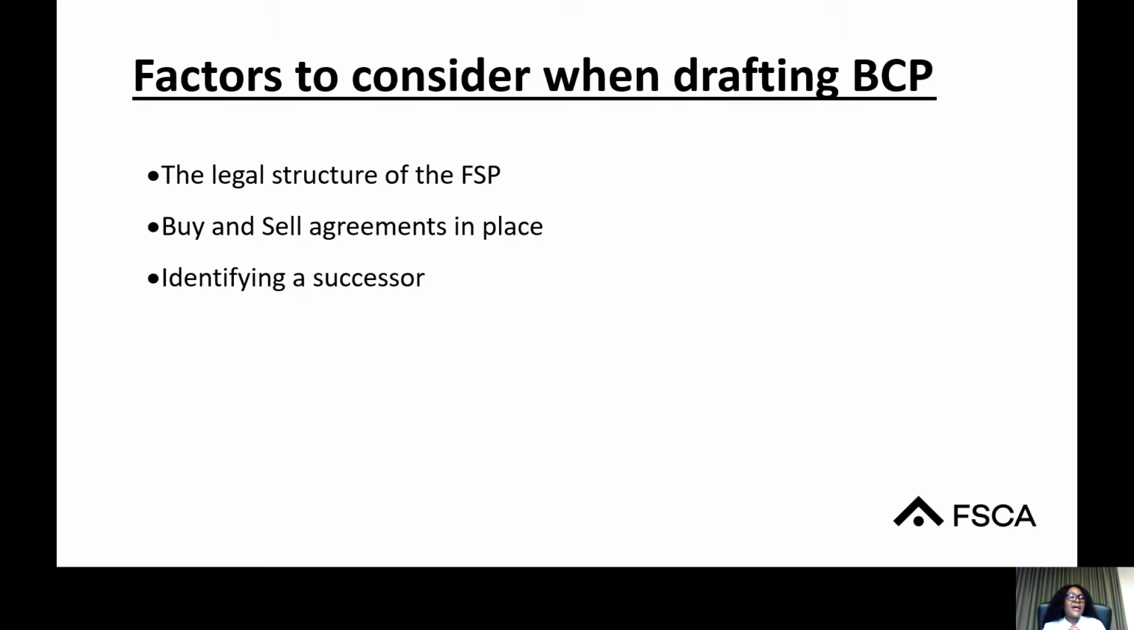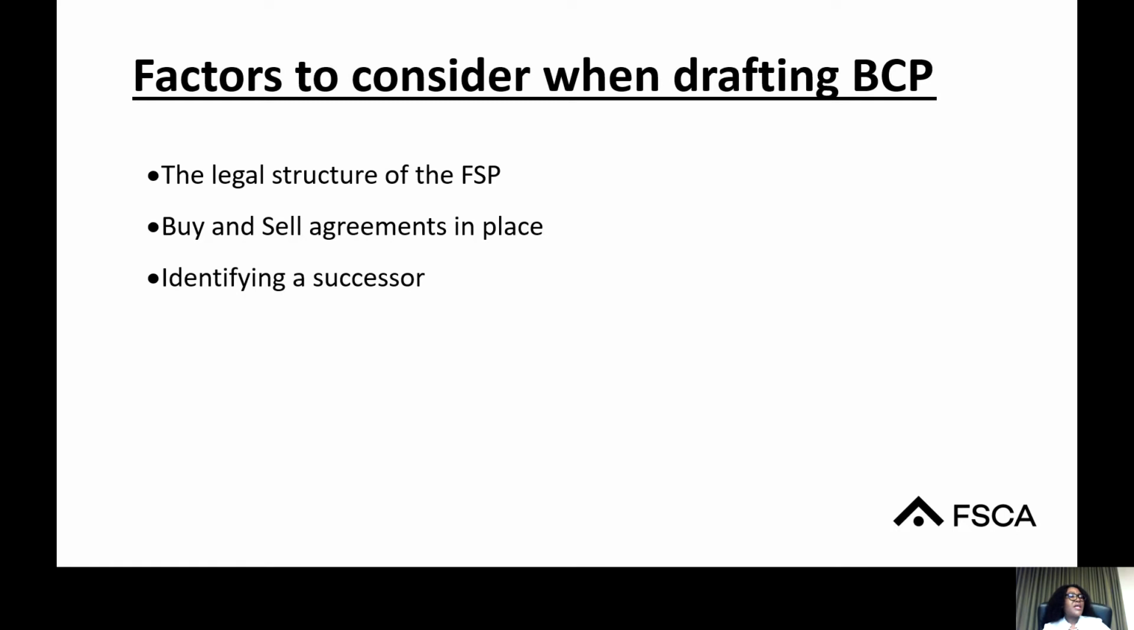And also, there are factors that you'd want to consider when drafting a business continuity plan. There's things that you'd want to look at, as the FSP. Also, bearing in mind that each FSP is unique and their situations are unique. So your business continuity plan also should be personalized so that it's in line with your business as well. It should also be relevant to your FSP. It can't just be a copy and paste of someone else's business continuity plan. And once it's in place, you have to make sure that you check it regularly, so that it can remain relevant and up to date as well.